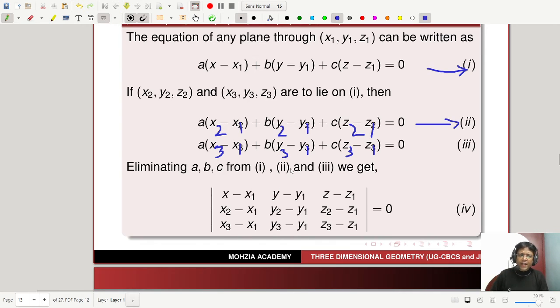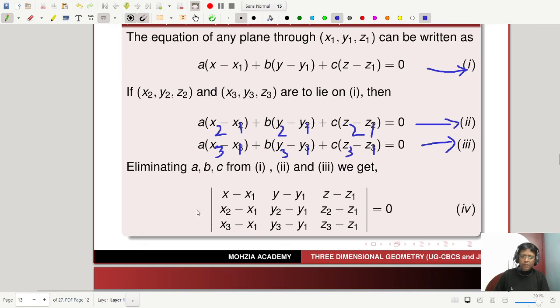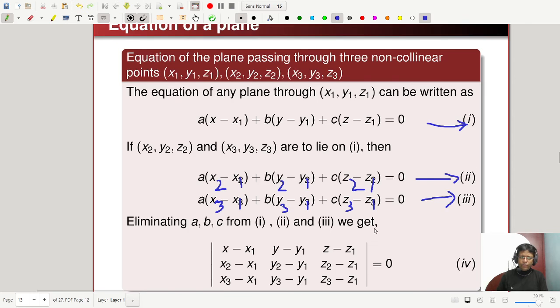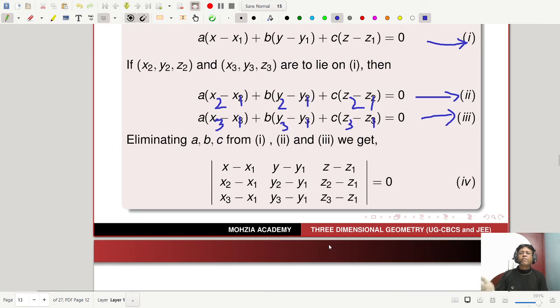So eliminating a, b, c from these 3 equations, you will get the determinant: first row x minus x1, y minus y1, z minus z1; second row x2 minus x1, y2 minus y1, z2 minus z1; third row x3 minus x1, y3 minus y1, z3 minus z1; equal to 0. So this is the equation of the plane passing through 3 points. If you don't remember, it's very simple. 3 steps are required to find the equation of the plane passing through 3 points. Now let us look at the vector form.